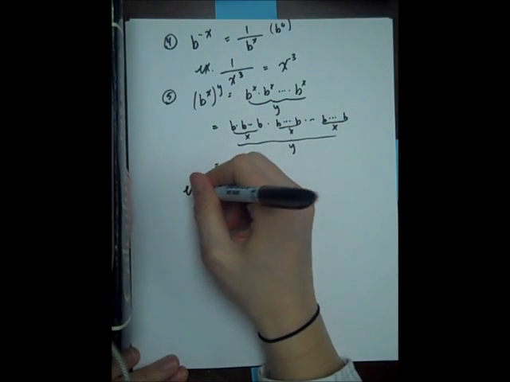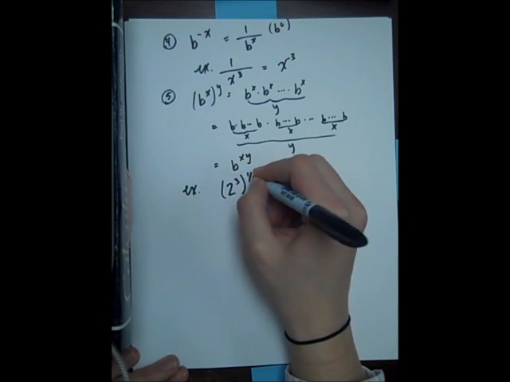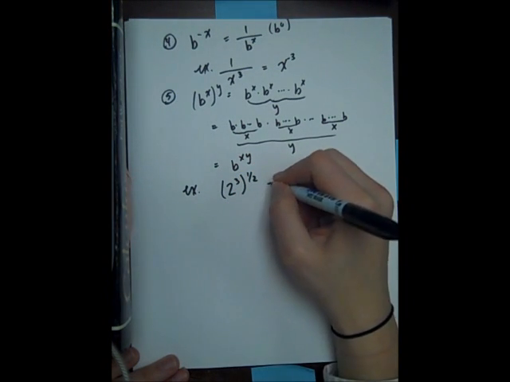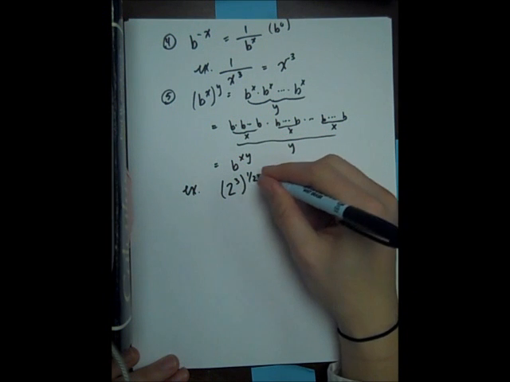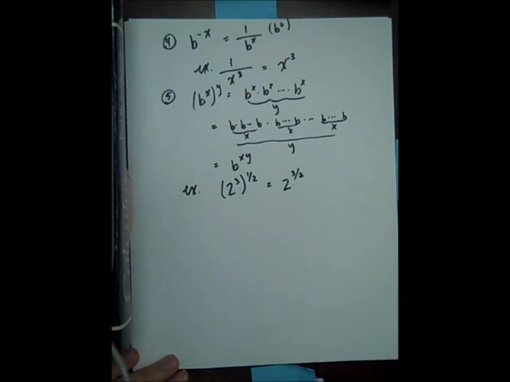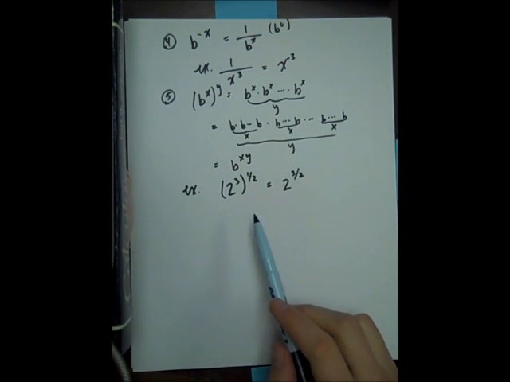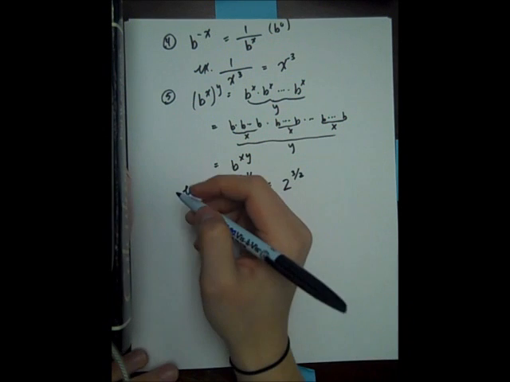So for example, let's say 2 cubed to the 1/2. If I wanted to write this as just one exponent, I would multiply them. So this is 2 to the 3/2. And this is something you're going to want to be comfortable doing because later on we are going to work a lot with exponents.